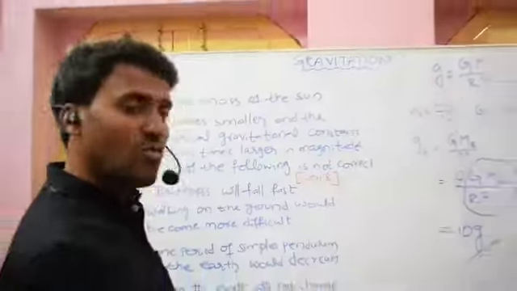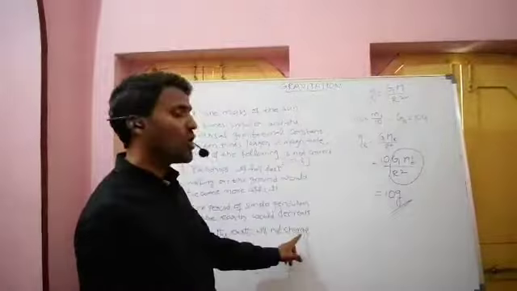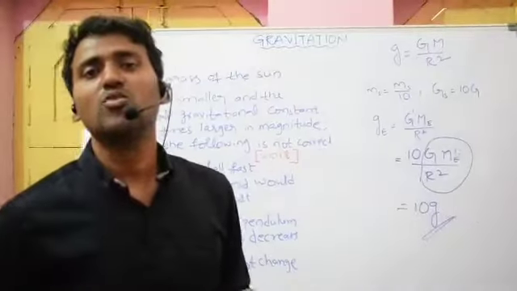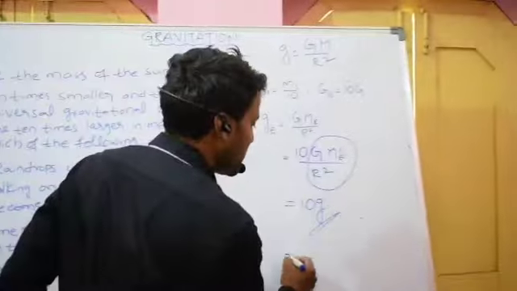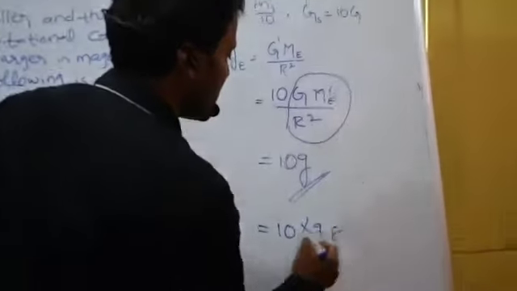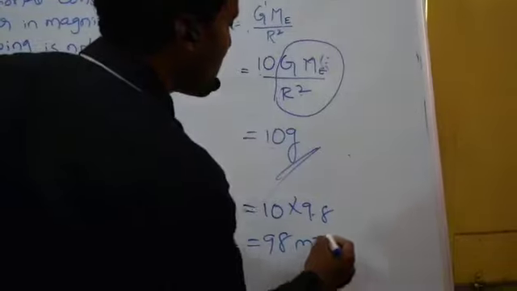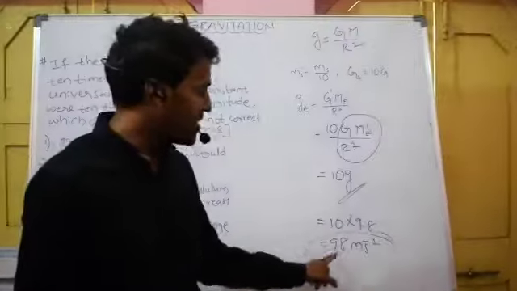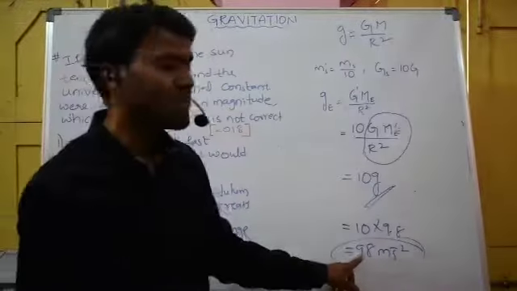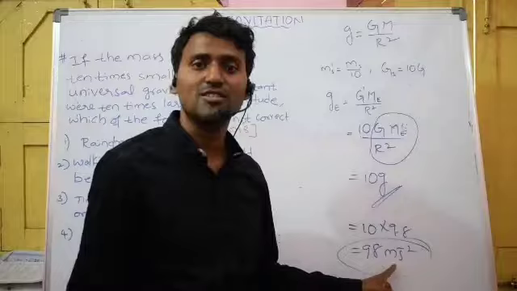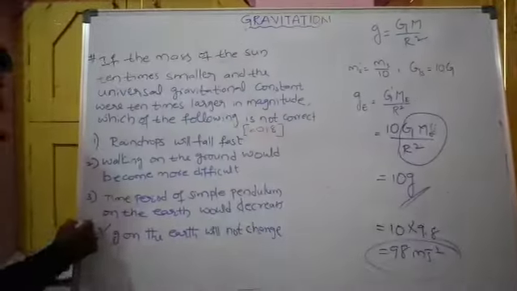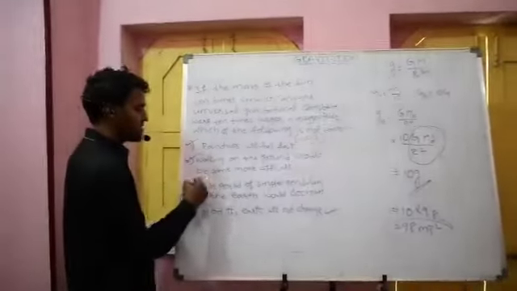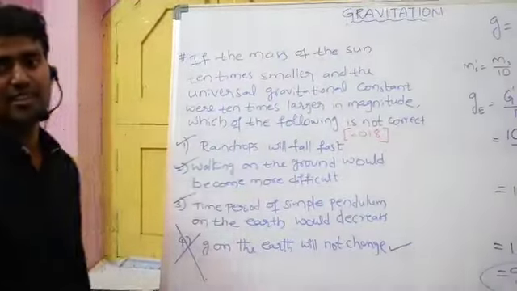But in this problem, what is given? G on the earth will not change. G on the earth is 9.8. If I substitute here 10 into 9.8, that is equal to 98 meter per second square. Now gravity on the earth is 9.8, but based on this given question, we got 98 meter per second square. So the fourth option is the wrong option. These three are correct. The fourth option is incorrect.